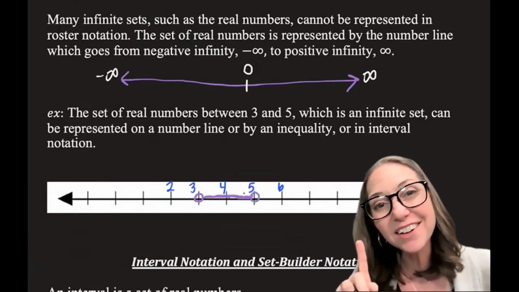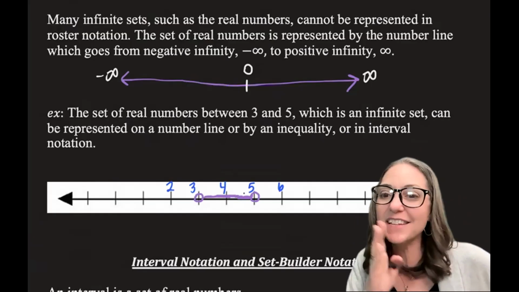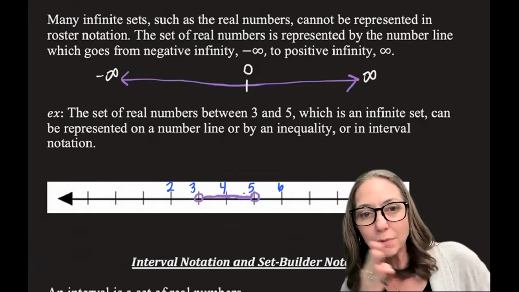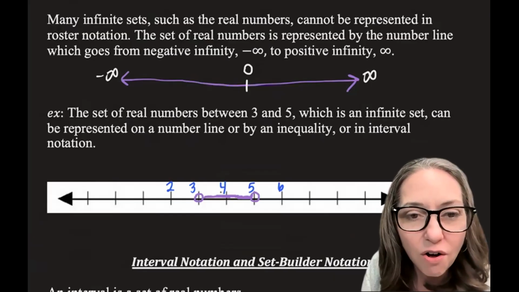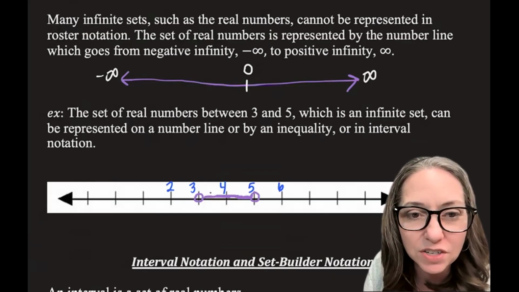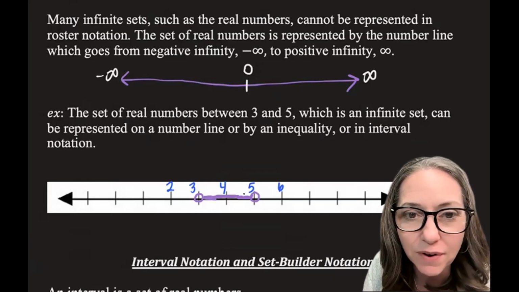So the answer is not just 4, right? 4 is the only integer in between 3 and 5, but there's infinitely many little decimals and fractions all in between 3 and 5. So we can just shade them in. There's no way to list them out, right?